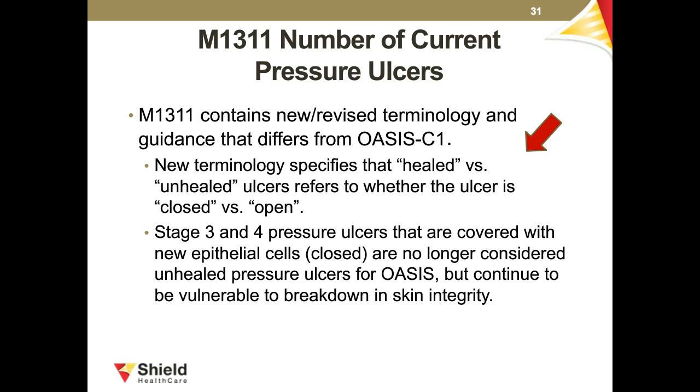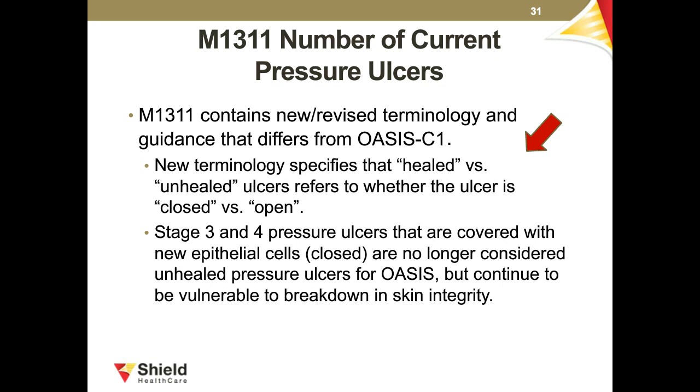So M1311 is looking at the number of current pressure ulcers at each time of assessment, and it has new and revised terminology and guidance that differs from what we did in Oasis C1. The biggest one is the terminology that specifies that healed versus unhealed ulcers is different than closed versus open ulcers. In the Oasis C1, if we had a stage 3 or 4 pressure ulcer, it was always considered unhealed as long as it always was. Even if it has closed over and epithelialized, it was still considered an unhealed pressure ulcer because the underlying tissue wasn't healed. No one else was doing it that way.